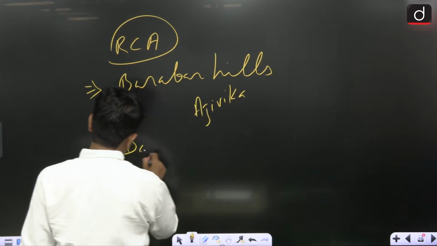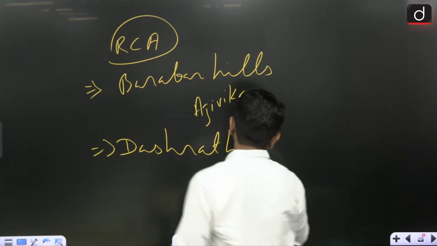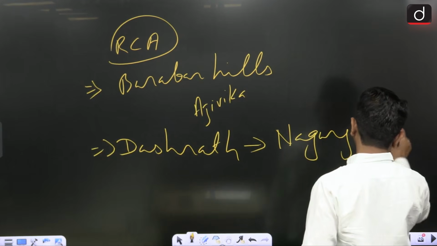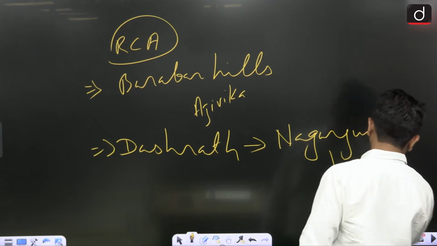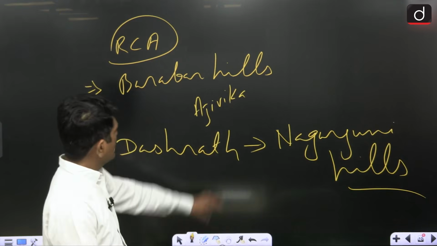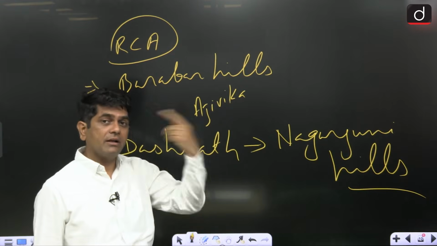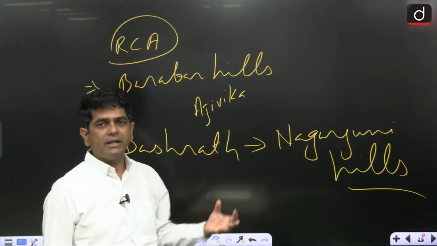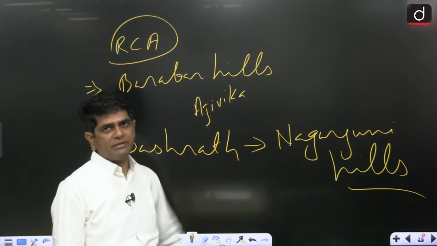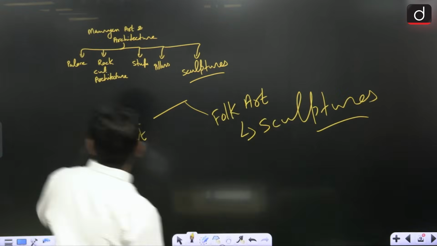Then came his grandson Dasrath. So Dasrath did what? Near Barabar Hills we have one more hill that is called Nagarjuni Hills. Clear? Near Barabar Hills, South Bihar. So Dasrath, the grandson of Ashoka, constructed 3 rock cut caves, and like his grandfather, he donated the 3 rock cut caves to whom? Ajivika monks. So that was all about the rock cut caves.